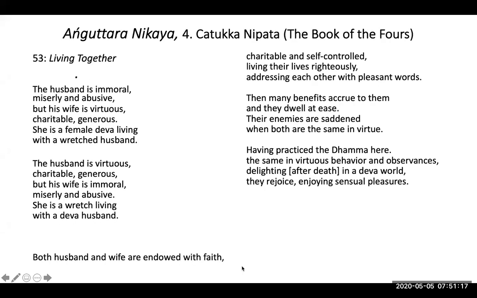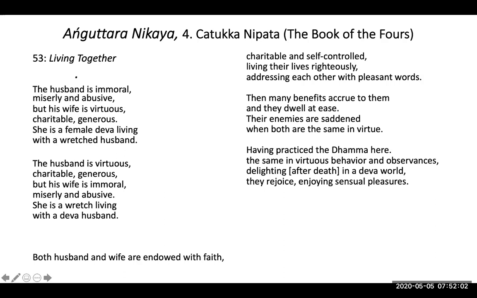In the Book of the Fours, in the sutta on living together, a stanza occurs, and the Buddha says: the husband is immoral, miserly, and abusive, but his wife is virtuous, charitable, generous. She is a female deva living with a wretched husband. Then, this time, the husband is virtuous, charitable, generous, but his wife is immoral, miserly, and abusive. She is wretched, living with a deva husband.